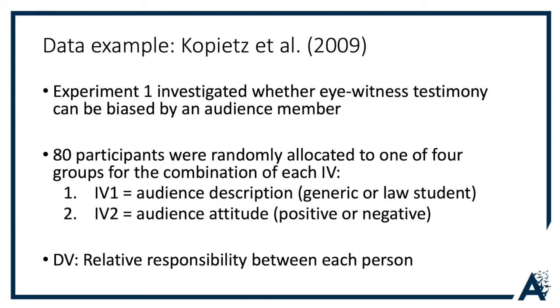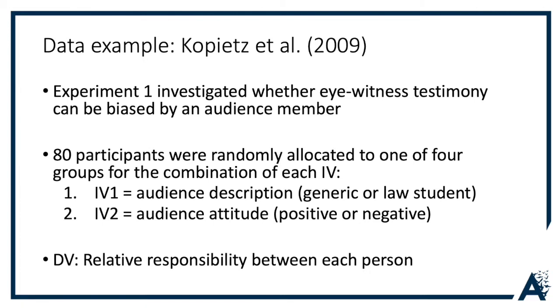To demonstrate this statistical test, we're going to use data from a real published study who investigated eyewitness testimony and whether it could be biased by an audience member who was present. So they had a relatively elaborate procedure where participants were sat in a room and they had to watch a video of a bar fight between two people, person A and person B. They had to watch the video and talk about what they saw with an audience member who they thought was another participant in the next room, but was actually an audio recording.